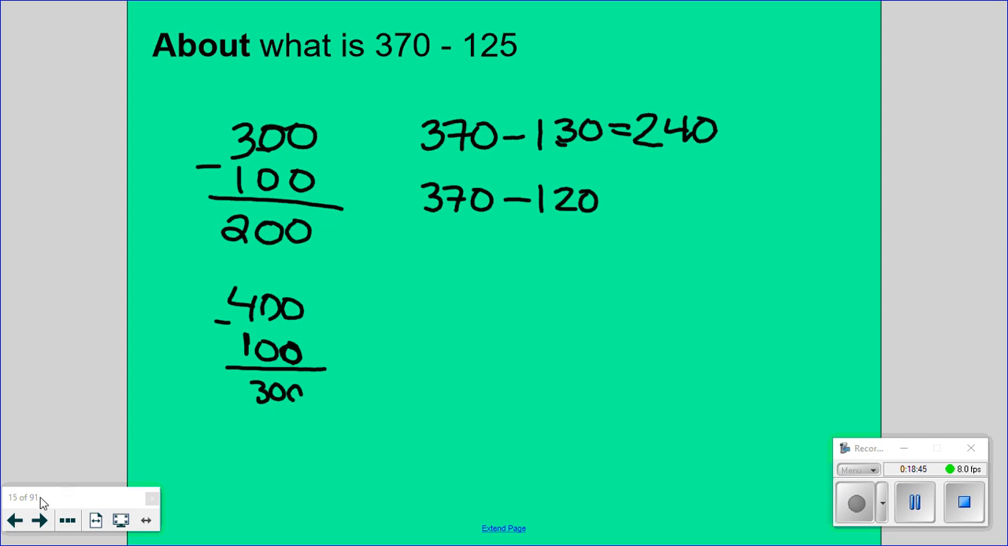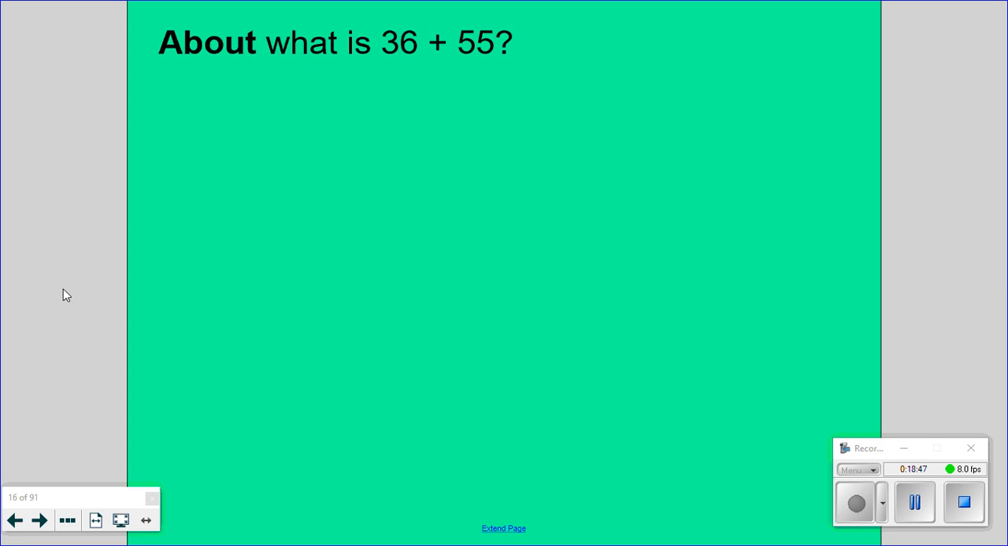All right, let's try this one. 36 plus 55. Write it at the top, but then find a close to number. What friendly number is 36 close to? Because 36 is not a friendly number. I don't want to add with 36. Callie, can you give me a close to friendly number to 36?